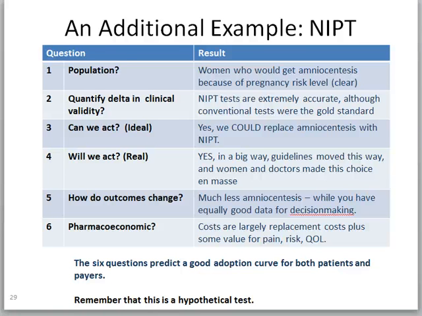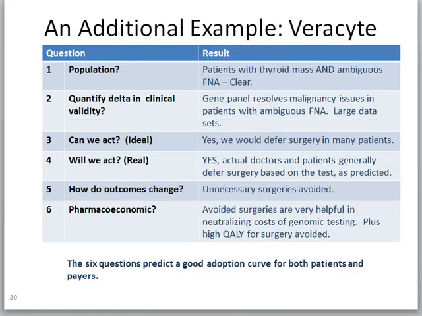Pharmacoeconomically, I don't have it in front of me, but at least a significant part of the cost would be direct replacement costs, shifting from amniocentesis and all the lab costs to, for most patients, the one-time molecular test. The last example is the Veracyte Afirma test. This is a molecular test that you roll out if the patient has an ambiguous biopsy for a thyroid nodule. About 15% of thyroid nodules that get a biopsy will have an ambiguous biopsy. And those patients tend to move to surgery because you're concerned they have cancer and you have not ruled it out.